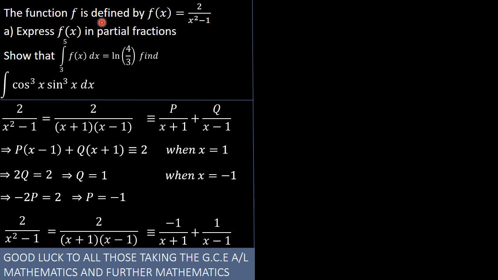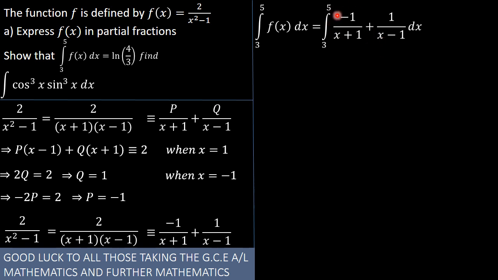Then the next part is saying that we should show that the integral going from 3 to 5 of f of x dx is the natural log of 4 over 3. So friends, they want us to show that the integral of this f of x is the same as what we have. So let's know that this integral from 3 to 5 of f of x dx, guys, is the same as the integral going from 3 to 5 of our f of x expressed in partial fractions, which is just what we have here. Then friends, since all the denominators are linear, guys, it becomes very easy.